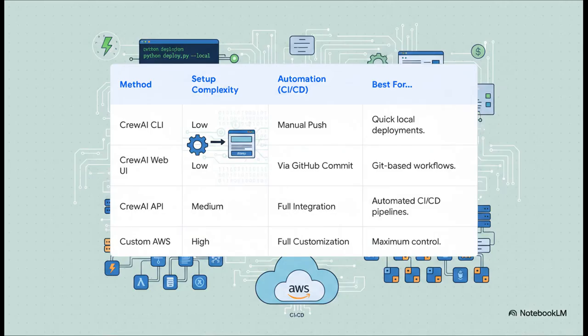And this table really clarifies the trade-offs. Your choice really depends on what you need. For a quick test from your own machine, the CrewAI CLI is perfect. If you're working with a team, a Git-based workflow makes a ton of sense. For a mature automated system, you'll want to integrate with an API. And for ultimate power and flexibility, a custom AWS setup is the way to go.